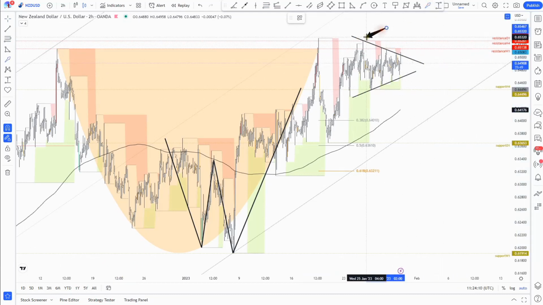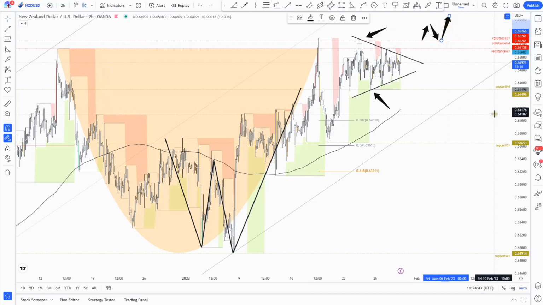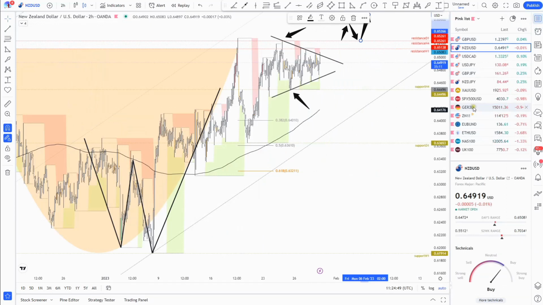I point to these fractals, fractal support and fractal resistance, in order to say that a violation above the resistance will increase the probabilities for the move to the upside, and for that to happen we need to see, as I said for the cable, a clear rejection of this previous resistance. We need to wait for the breakout of this resistance, we need to see the price starting to find support and then moving to the upside. So that should trigger that momentum also for the Kiwi.